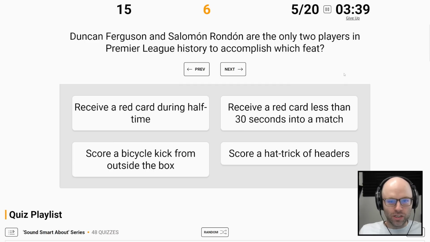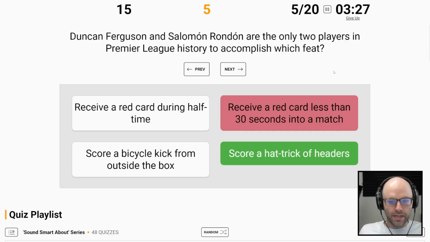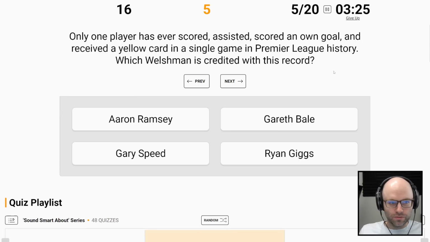Duncan Ferguson and Salomon Rondon are the only 2 players in history to accomplish what feat? I'm going to say receive a red card in under 30 seconds. Score a hat trick of headers.